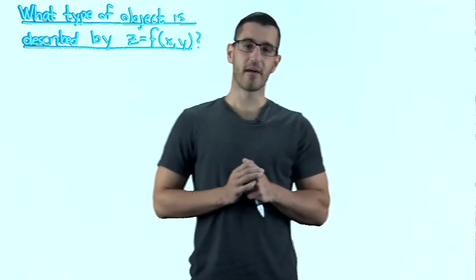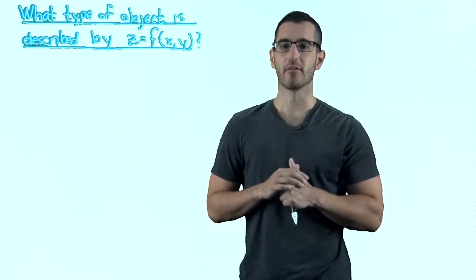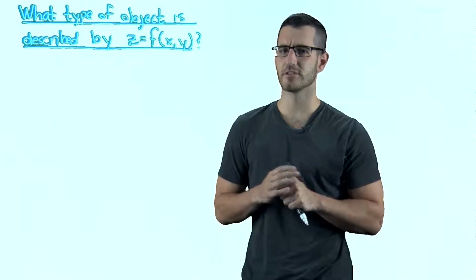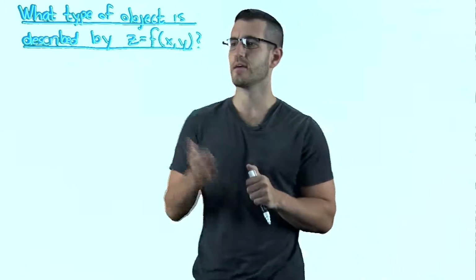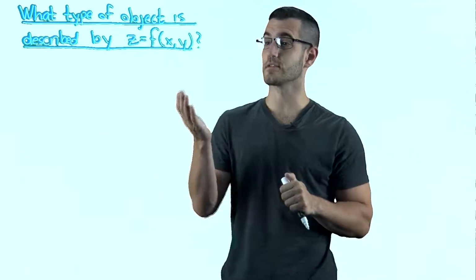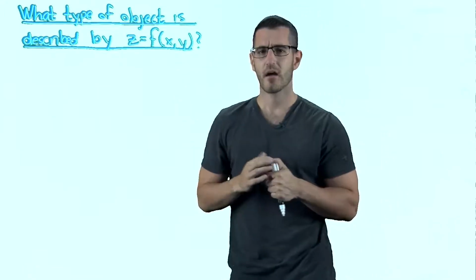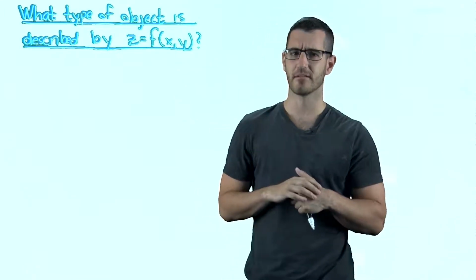So we've talked about vectors in 3 dimensions for a little while, and now we're actually going to change gears a little bit and say, well, what happens if I describe the z-coordinate in terms of some function of x and y? What type of object should that be?